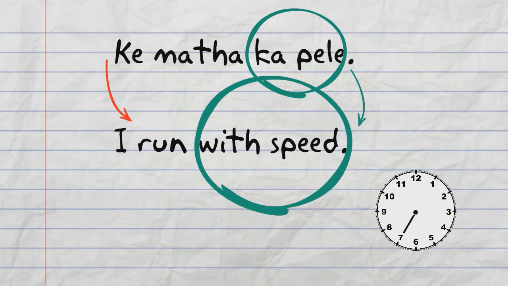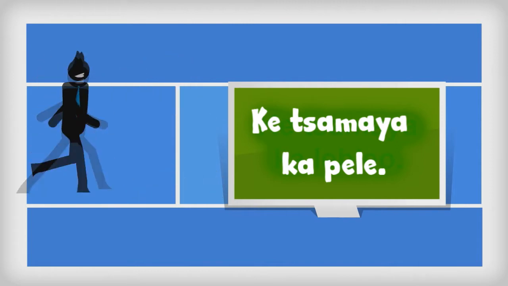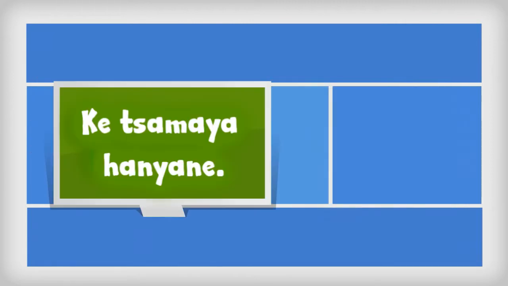Look at this example. To say I walk fast in Sesotho, we say Ke tsamaya ka pele. And to say I walk slow in Sesotho, we say Ke tsamaya hanyane.